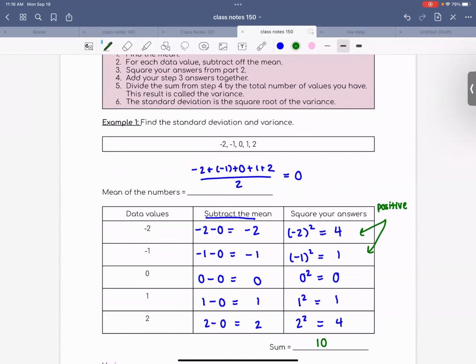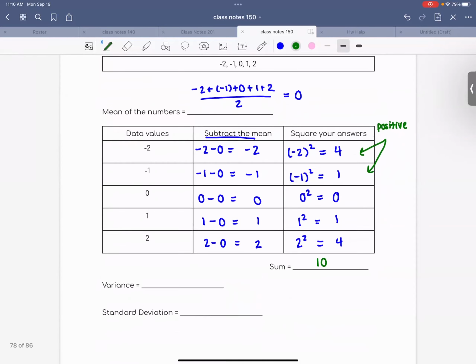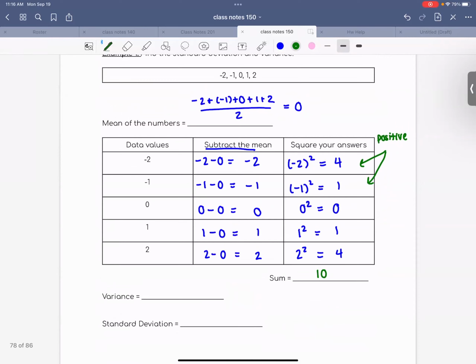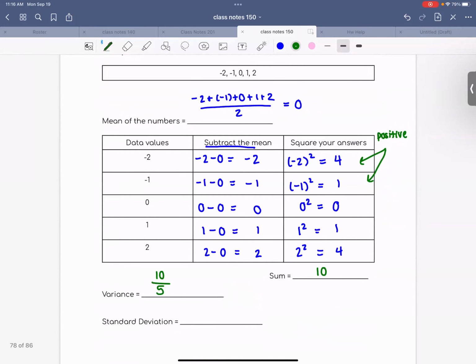Step 5 says divide the sum from step 4 by the total number of numbers that there are. So what am I going to divide 10 by? 5. Good. 10 divided by 5 is 2. And my standard deviation is the square root of the variance, which is what I just found. So the square root of 2, that's my standard deviation. You don't have to make it into a decimal if you don't want to, but let me just do it. I think it's 1.41. You can leave it as a square root. Any questions on how I got the standard deviation?